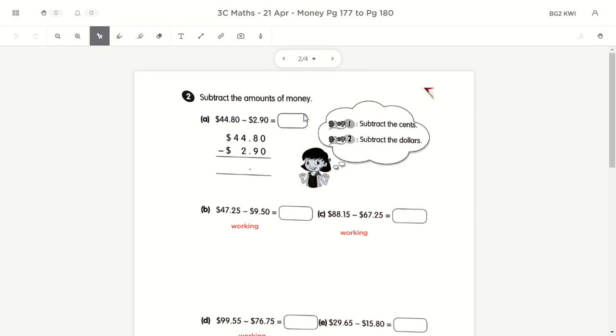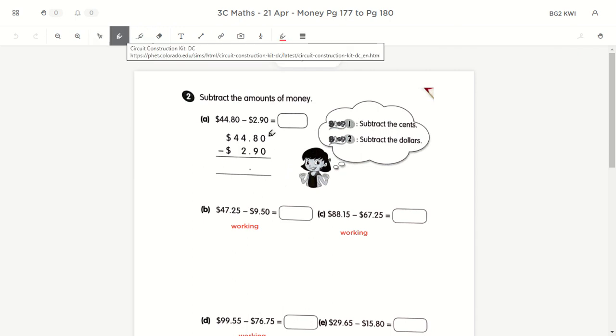Now on page 178 onwards there will be regrouping involved, which is not difficult for you because you know how to minus whole numbers. So maybe just do two examples from here onwards, one from this page and one from the next page. Alright, so let's start.